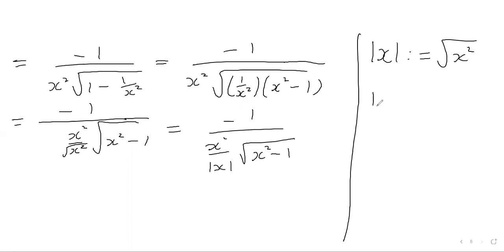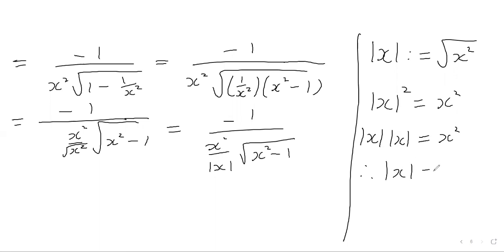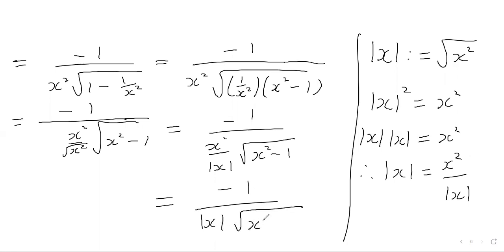And okay, so we know also then that the modulus of x squared equals x squared. So we've got the modulus of x times the modulus of x equals x squared. And so therefore, the modulus of x is exactly the same as x squared over the modulus of x. And so therefore, this factor on the bottom is just going to simplify to the modulus of x. So negative 1 on the top, modulus x on the bottom, multiplied by the square root of x squared minus 1, like so.